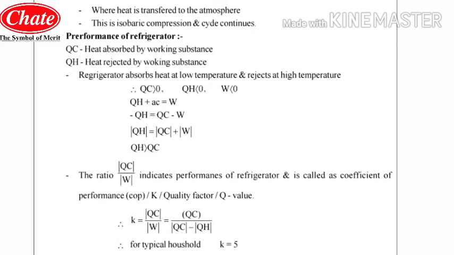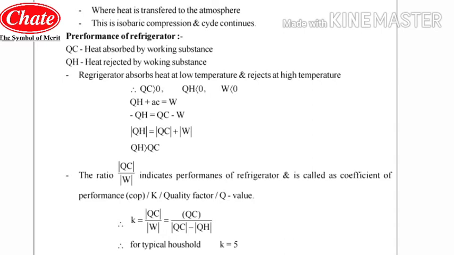As QH is greater than QC, means the heat rejected is greater than the heat absorbed, means the heat absorbed is less here. Thus the ratio modulus of QC upon modulus of W indicates the performance of the refrigerator, which is the coefficient of performance, the quality factor K. Now K will be modulus of QC upon modulus of W, which can be further written as modulus of QC upon modulus of QH minus modulus of QC. So for a typical household refrigerator, the factor K, the performance factor or quality factor, will be about five.